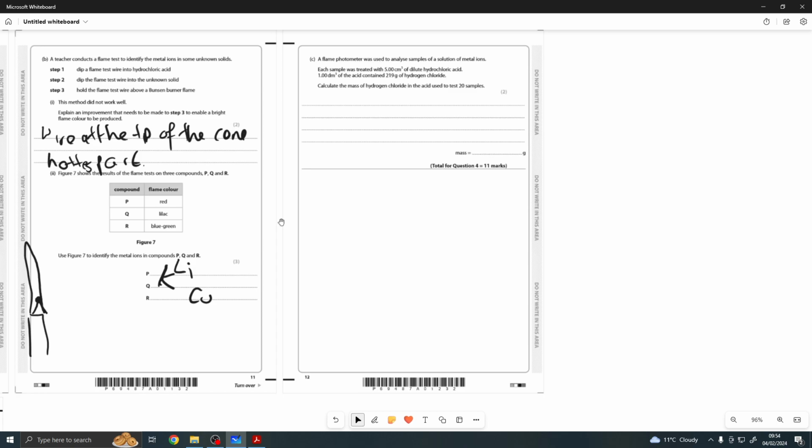Okay, so first of all, we've got 20 samples. We are going to times that by 5, which we're going to divide by 1,000 to turn into decimeters cubed, and then times that by 219. So you've got your number of samples, 5 divided by 1,000 to turn this into decimeters cubed, and then you're timesing that by 219, and that will give you 21.9 grams. Okay, nice. So that's the end of that one.